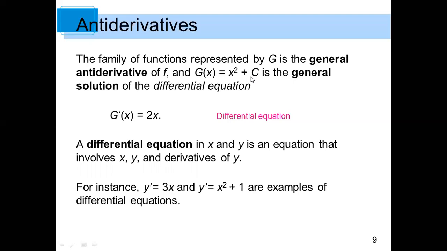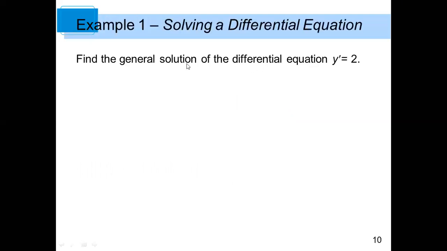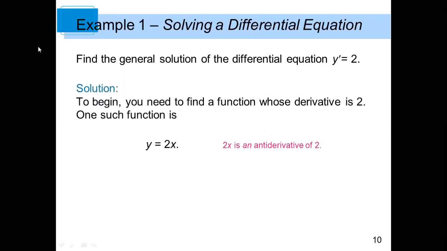So the differential equation is an equation given as a derivative. A differential equation in x and y is an equation that involves x, y, and the derivatives of y. So for example, y prime equals 3x and y prime equals x squared plus 1 are examples of differential equations. So let's find the general solution of the differential equation y prime equals 2. To start off, you need to find a function whose derivative is 2.